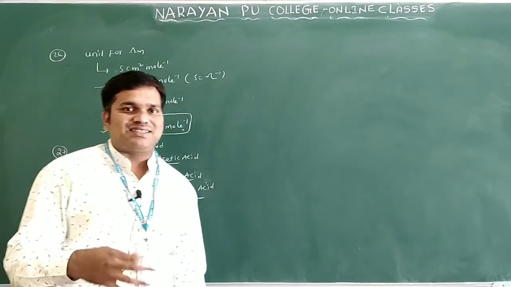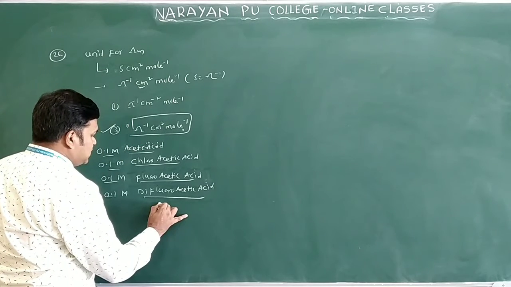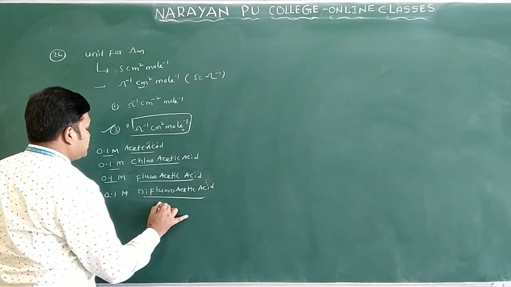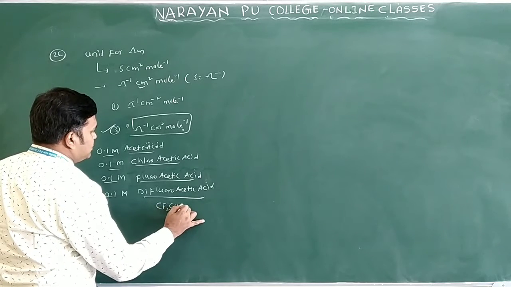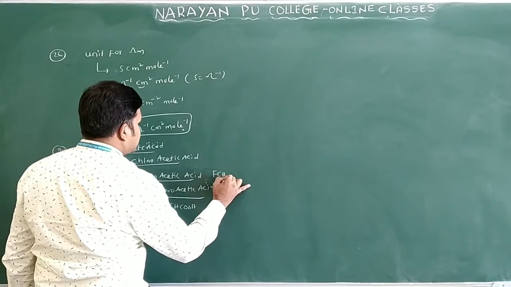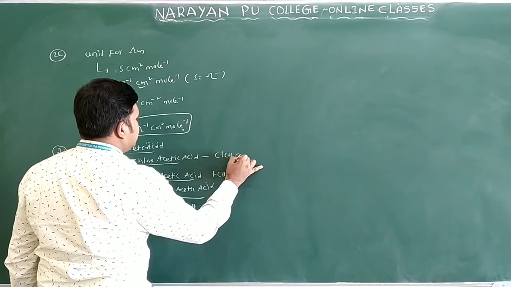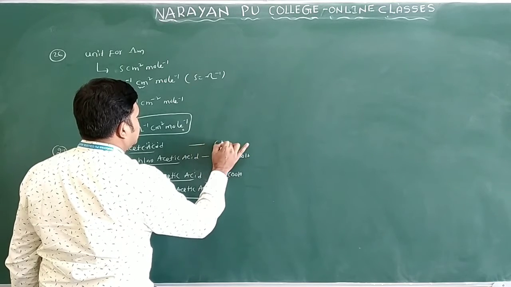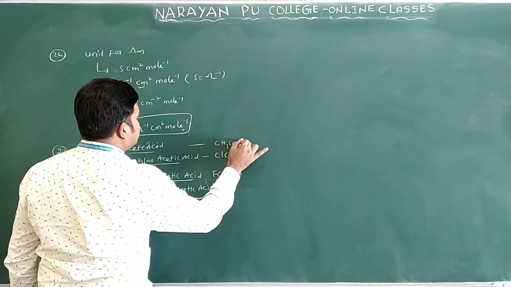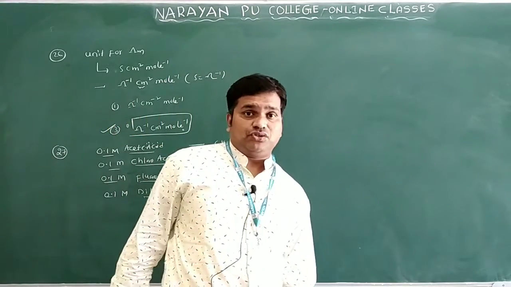Which one has the highest acidic nature? I will write this in terms of Ka here. What is the formula of each? Difluoroacetic acid is CF2HCOOH. This is FCH2COOH. This is ClCH2COOH. This is CH3COOH. We can identify which one is the strongest acid among those.